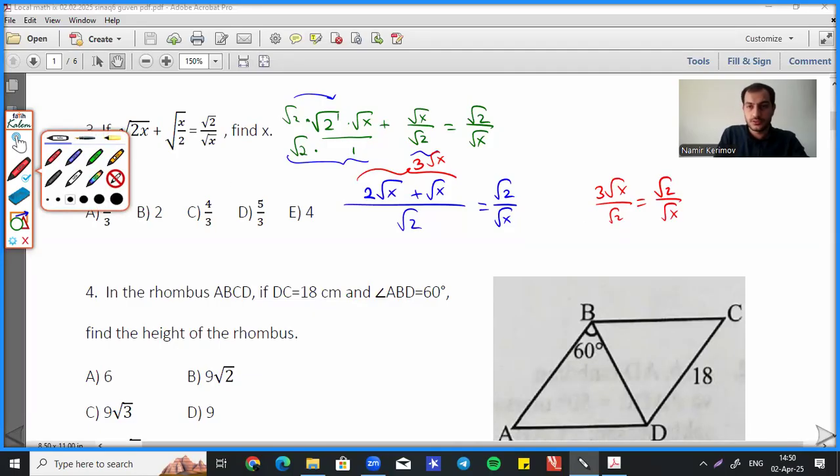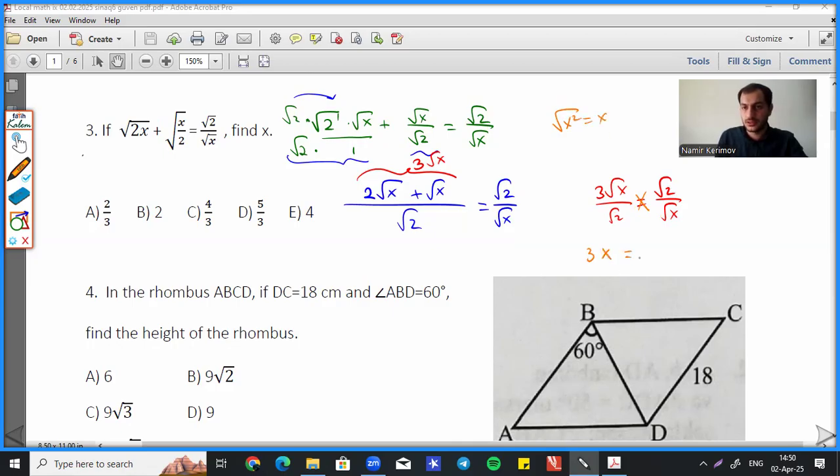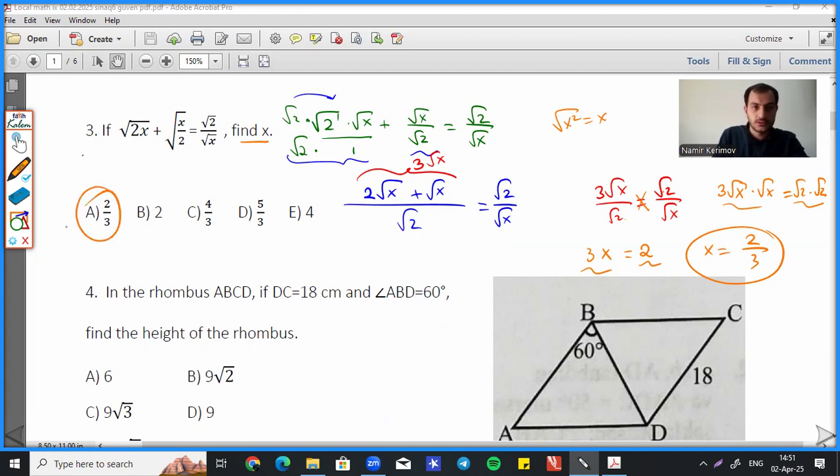Then for the equations, we know the cross multiplication method, which will be 3 root of x times root of x. That will be root of x squared, which is x. So 3x equals root of 2 times root of 2, which will be root of 4, which is 2. Then I got 3x equals 2. So if 3x is 2, x will be 2 over 3. That's the question: find the value of x. So the answer is A.